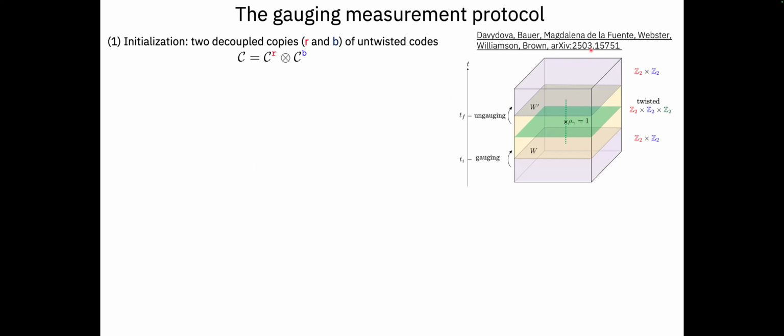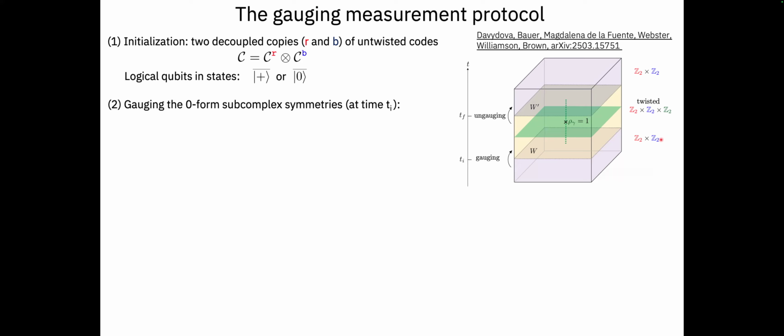So you start with two copies of an untwisted code, which is Z2 times Z2 gauge theory. And you can initialize the logical qubits in state either plus or zero, which will become a knot to couple and decouple them. Then at time ti, you will gauge the zero form subcomplex symmetry we just talked about. And that will map your original model, the untwisted code, to a twisted Z2 times Z2 times Z2 gauge theory, although it's defined on a general 2D chain complex rather than a 2D manifold. So you get a twisted code.